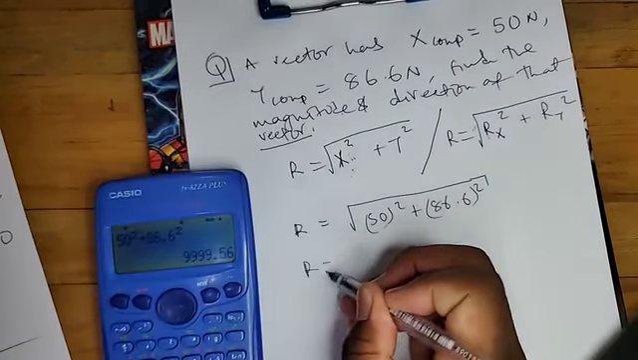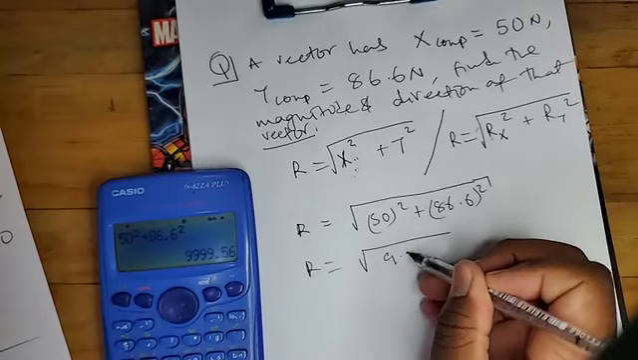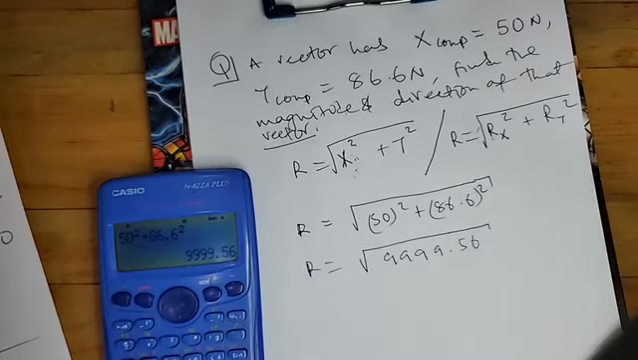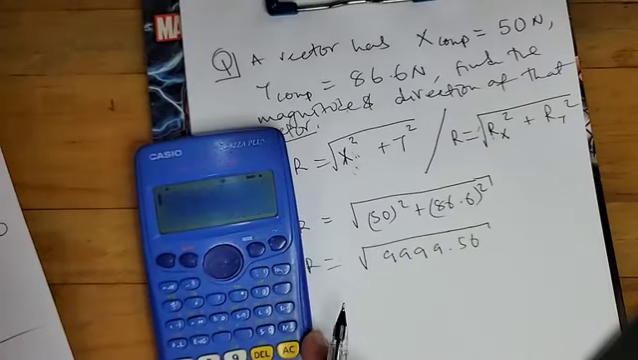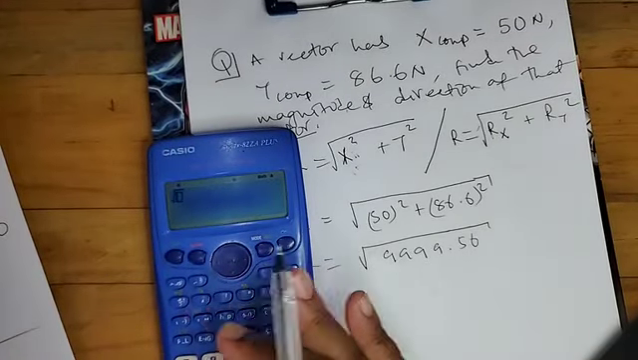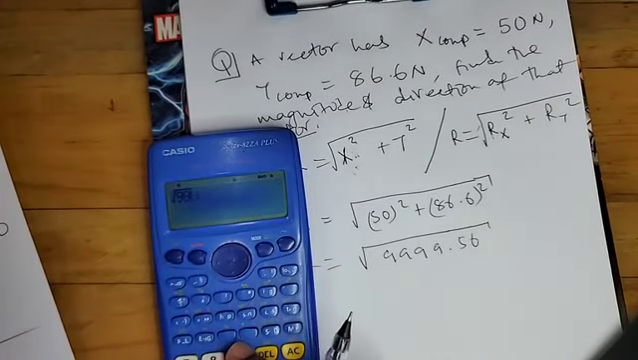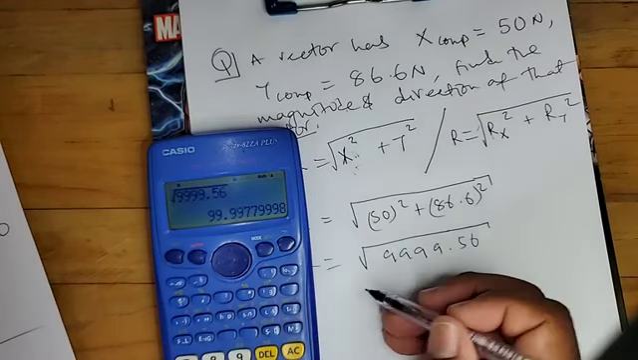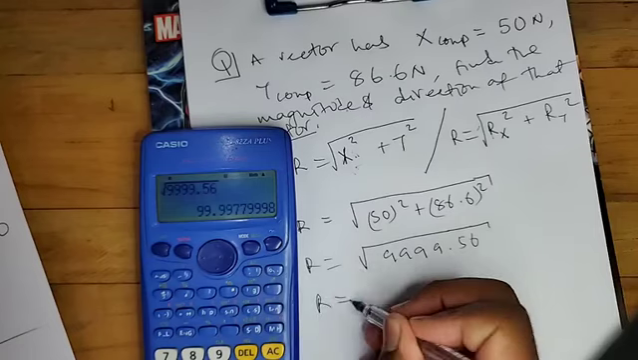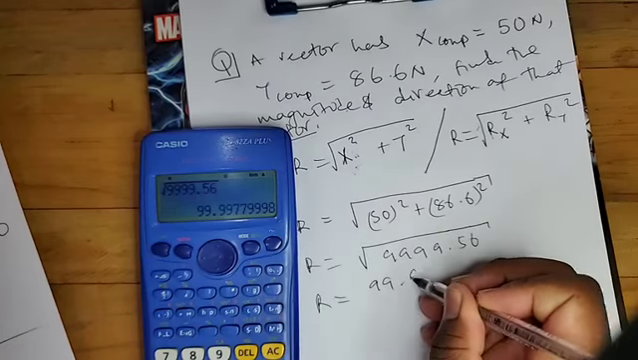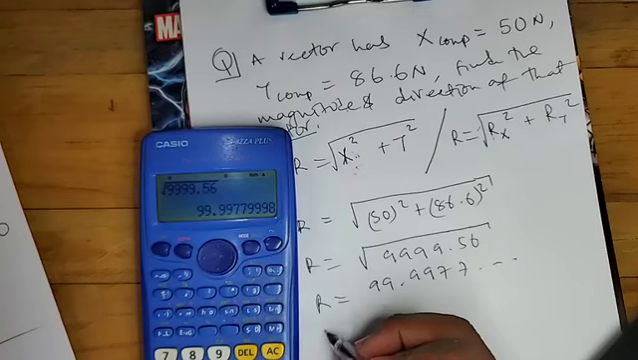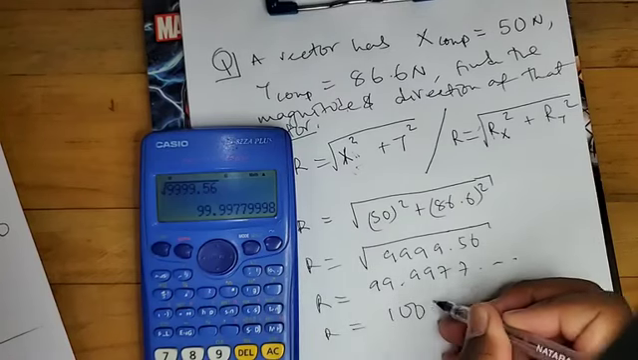So this becomes r is equal to the square root of 1234.56. Okay. Then we find the square root of the answer. I hope what I'm typing in the calculator is visible. So the square root of 1234.56, and the square root of that is giving us r is equal to 99.9977 and so on. If we round this off, this is basically 100.